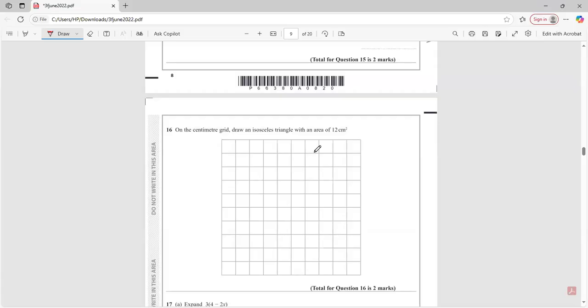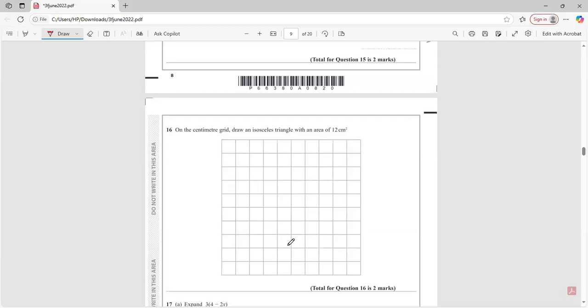So if they said you should draw an isosceles triangle with an area of 12 cm squared, and each of these squares is 1 cm, then to get 12 cm squared, it means I'm going to gauge it in such a way that by the time I look at what I have, I should have 12 squares in it. 12 squares should be inside that triangle, and it must be symmetric so that I'll have the two sides equal.